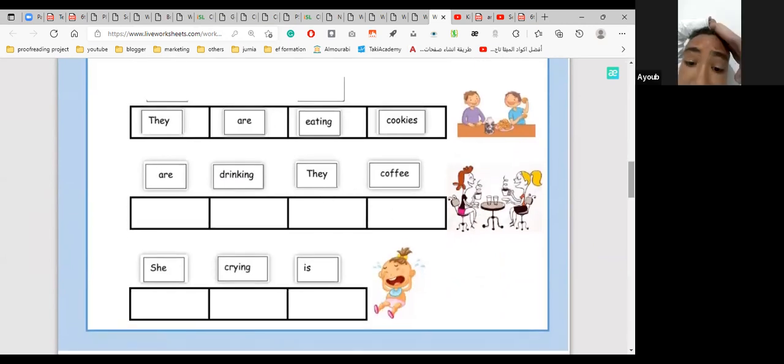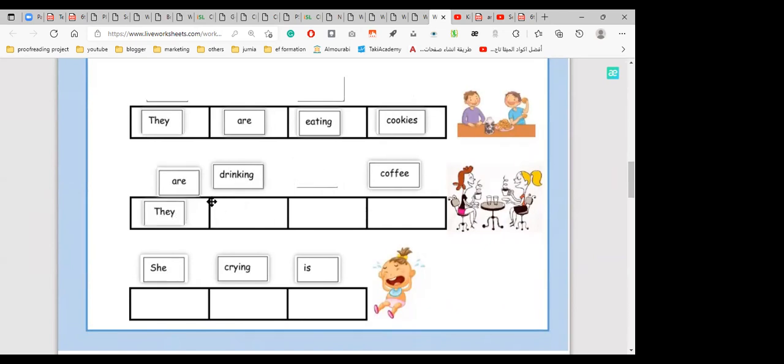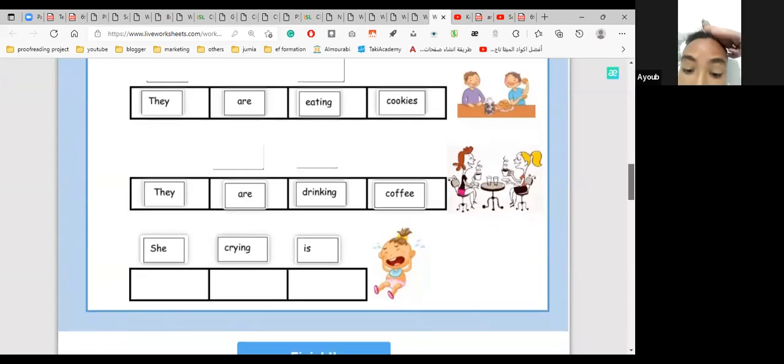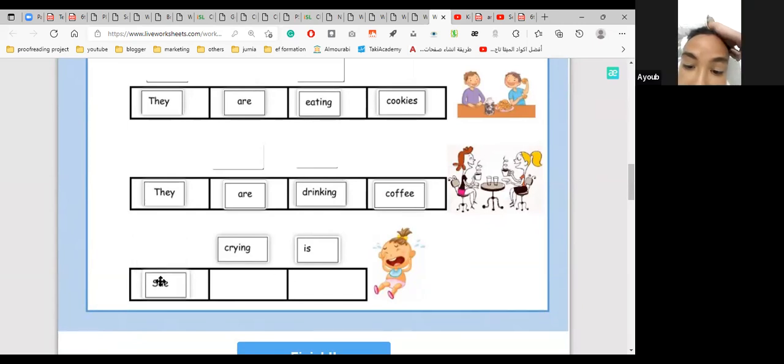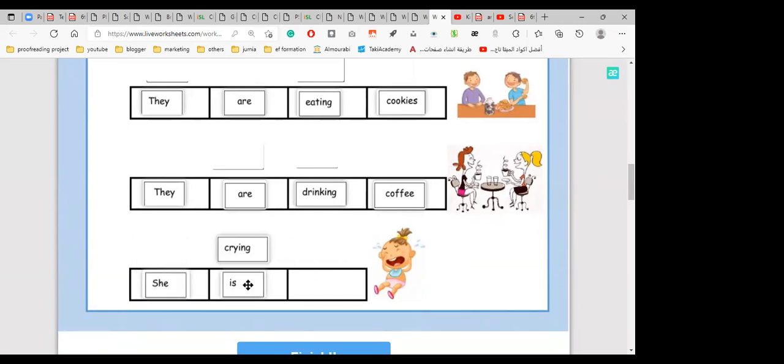Okay, they are drinking coffee. Do you like cookies with coffee? Yes. Okay. She is crying. Yes, she is crying. The baby is crying.